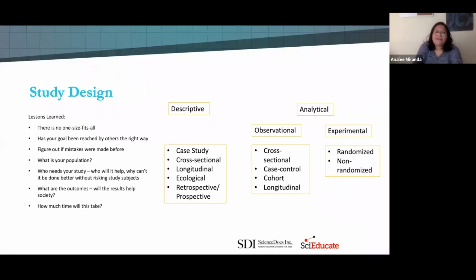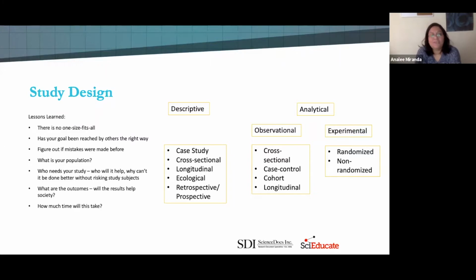So as you can tell, there's no one size fits all. Even if you try to overestimate everything and try to cover everything all at once, there might be something you're doing wrong there. Or if you're too cautious, there might be something that you're doing wrong there. And so you have to be able to, again, go back and figure out if your goals have been reached by others the right way, okay? And so figure out if others have made mistakes beforehand. And that's where the statistics comes in.